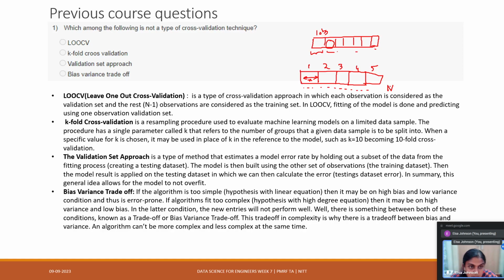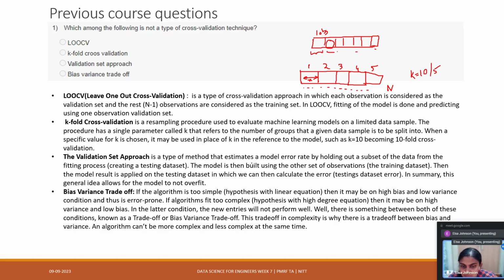So I am splitting the data sample into k folds, and taking each fold in turn as validation. This is known as k-fold cross validation. Usually you will see that k is either 10 or 5.